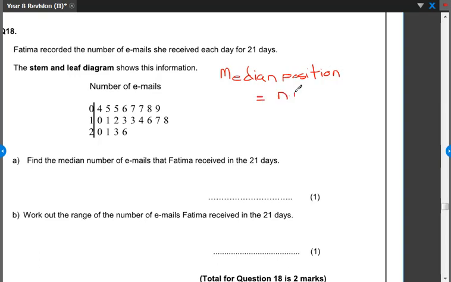So it's n plus 1 over 2, where n is the number of values. So we have 21 values here, because 21 days. So it's 21 plus 1 over 2, and that equals 22 over 2, and that equals 11. So it's the 11th position. So let's go. 1, 2, 3, 4, 5, 6, 7, 8, 9, 10, 11. See, the 11th position has a value of 1 and 2, which is 12. Done.